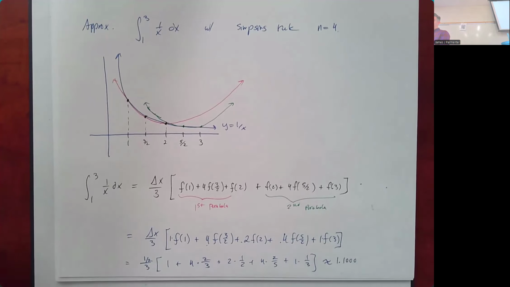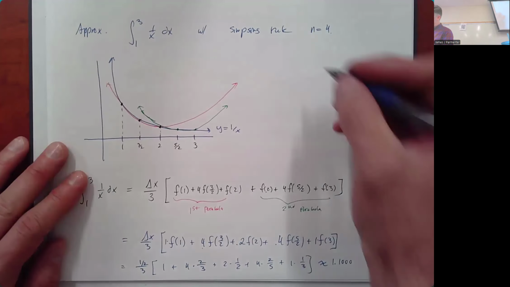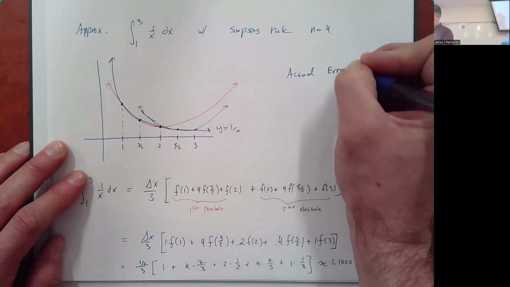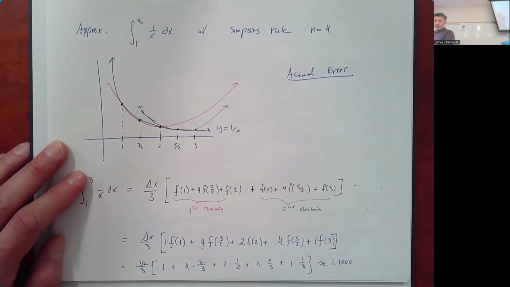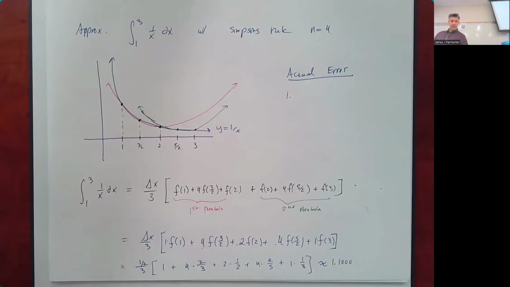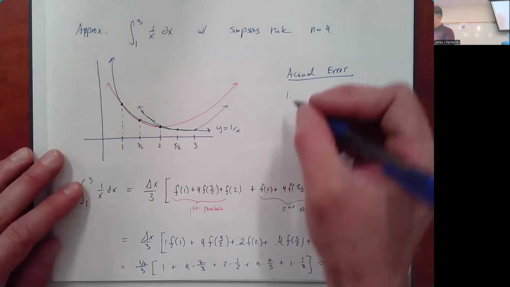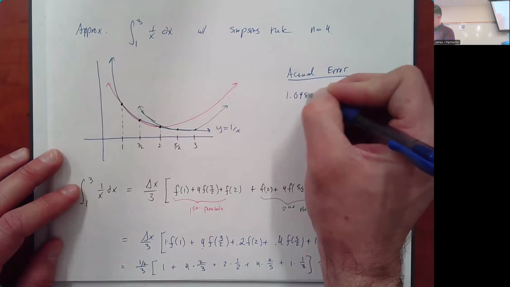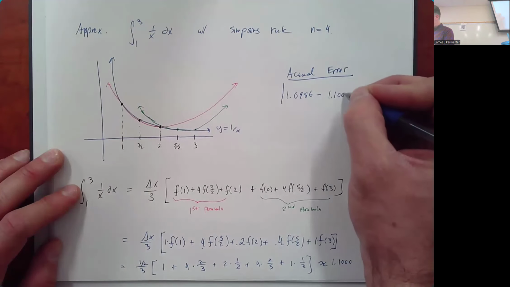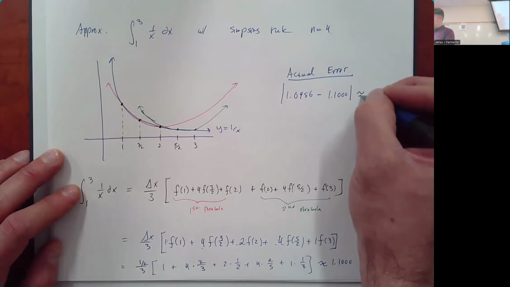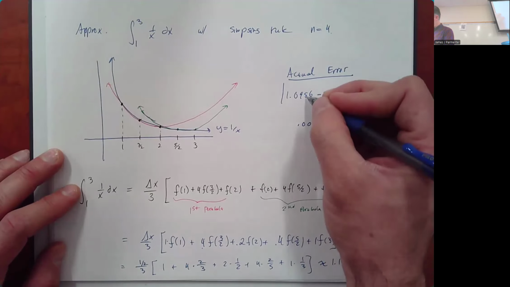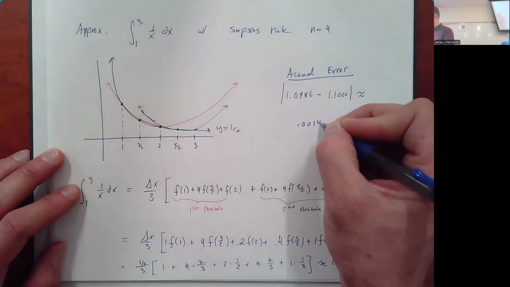And then just to compare, like we did last time, the actual error is, well, my actual value was 1.0986, I can't remember this number for the life of me, minus our estimate, which is 1.1000, and that's approximately equal to 0.0014.